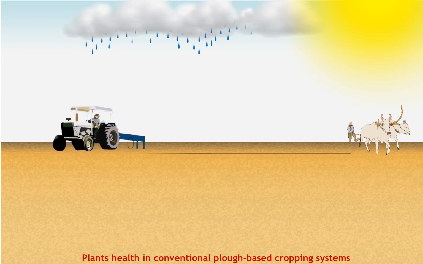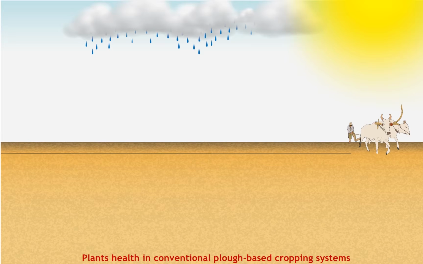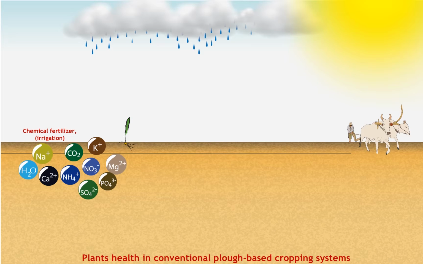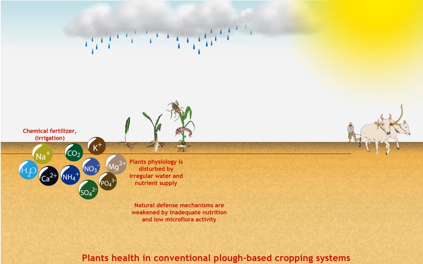In plow-based cropping systems, plants suffer from water stress and irregular nutrient supply under the form of chemical fertilizer. This unbalanced nutrition disturbs plants' physiology so that their tissues accumulate carbohydrates, amino acids, and inorganic nitrogen. This abundance in simple food sources is appealing for pests. Plants become their prey. In addition to this, natural defense mechanisms of crops are weakened by their inadequate nutrition.